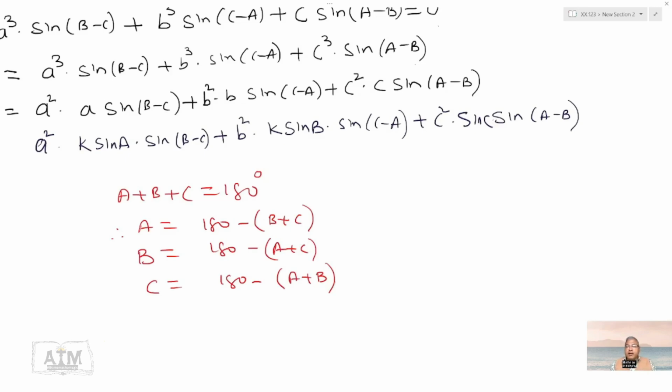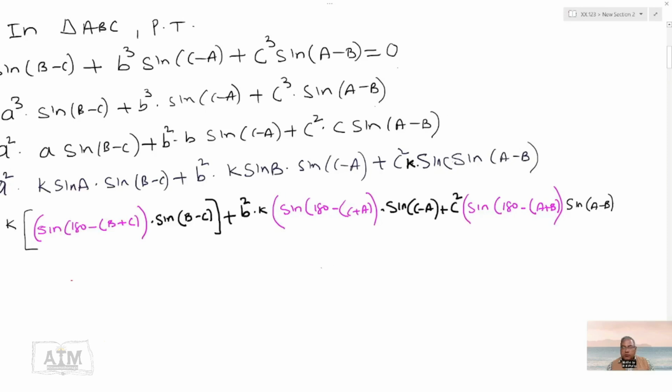Now in a triangle ABC, the addition of three angles equals to 180 degrees, and A equals to 180 minus of B plus C. So in place of A, I am going to write 180 minus B plus C, and in place of B, I am going to write 180 minus of A plus C, and in place of C, I am going to write 180 minus of A plus B. So in place of sin A, I have written sine of 180 minus B plus C. In place of sin B, I have written sine of 180 minus C plus A, and in place of sin C, we have written sine of 180 minus A plus B.